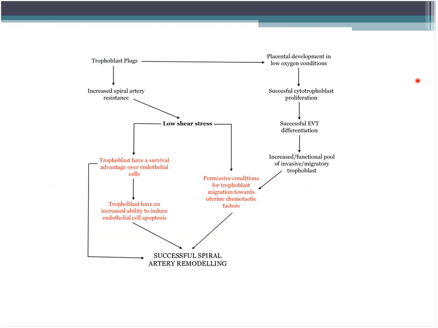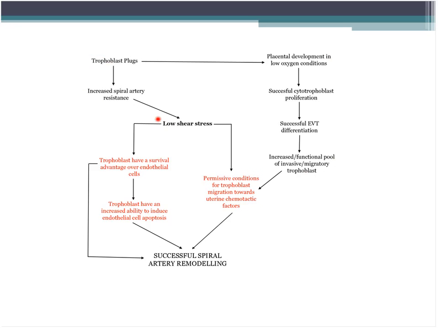Okay, so to try and tie all these ideas into an overall model of what we're looking at. We have these trophoblast plugs in the first trimester, and a lot of work has gone into looking at the fact that this prevents blood flow to the placenta, so the placenta is in low oxygen conditions, and we know this affects various differentiation processes in the placenta. However, this is the first time that we've really looked at the other branch, the other effect of these trophoblast plugs, the hemodynamic consequences. So we know that it increases spiral artery resistance. This is likely to lead to low shear stress.